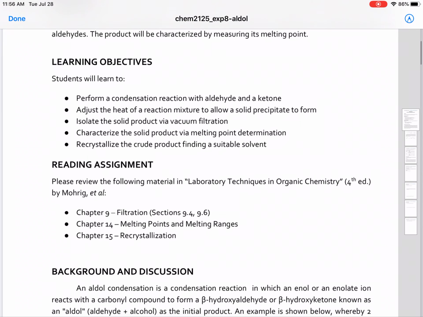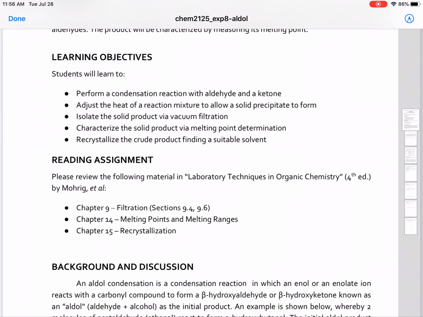Your learning objective for this experiment is to perform that condensation reaction with an aldehyde and a ketone. And then the other things we have talked about earlier: form a precipitate, do a vacuum filtration, determine the melting point, and also find a suitable solvent to do a recrystallization. Maybe we do not do the recrystallization, but we'll see.